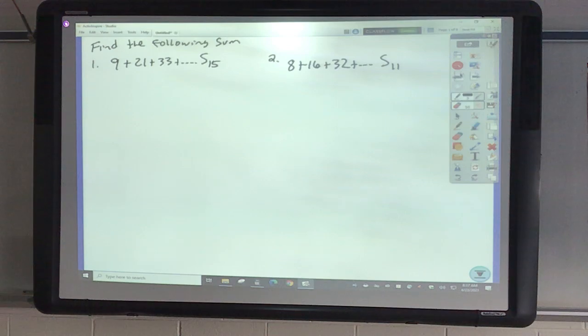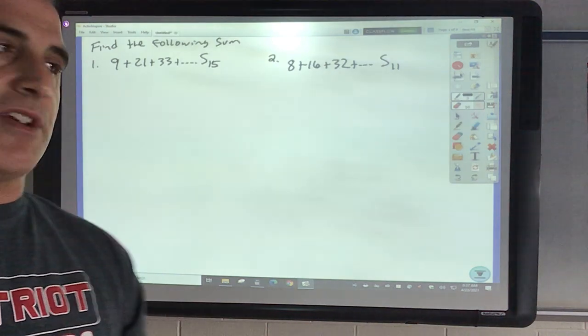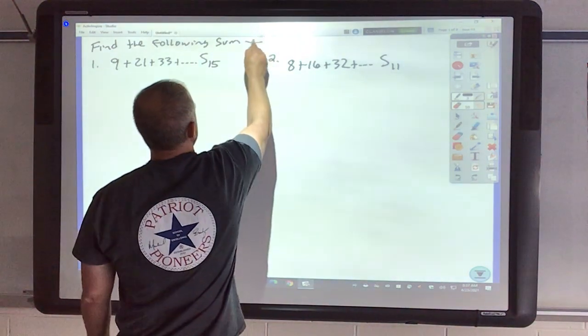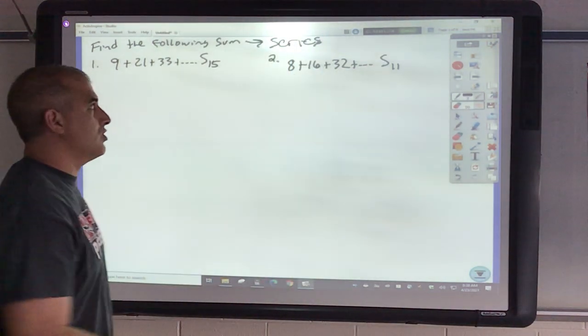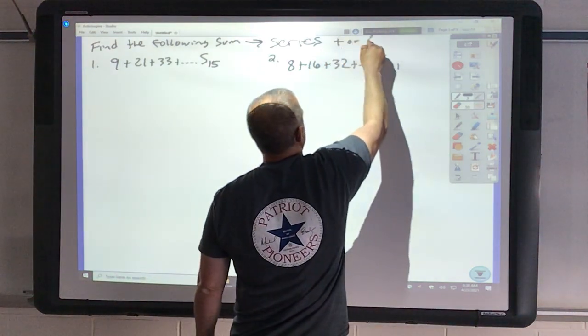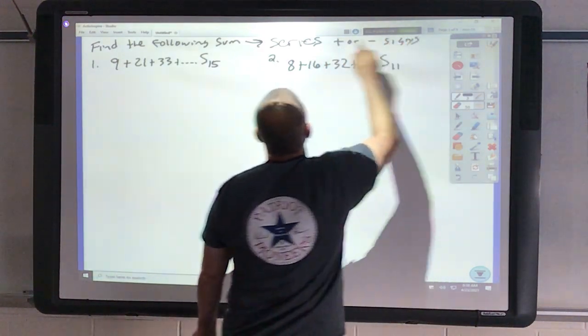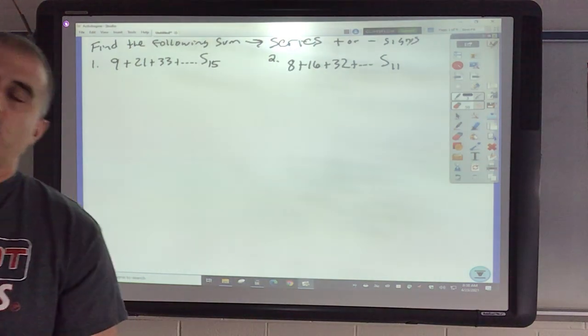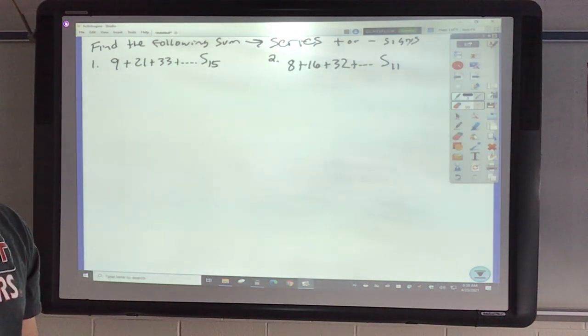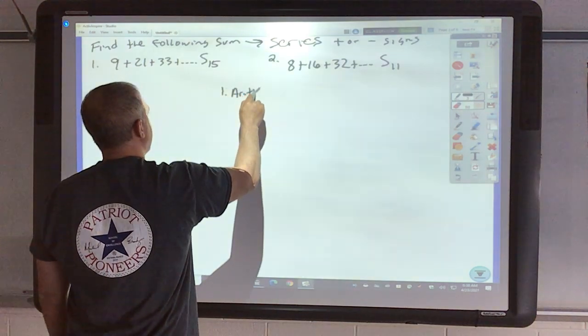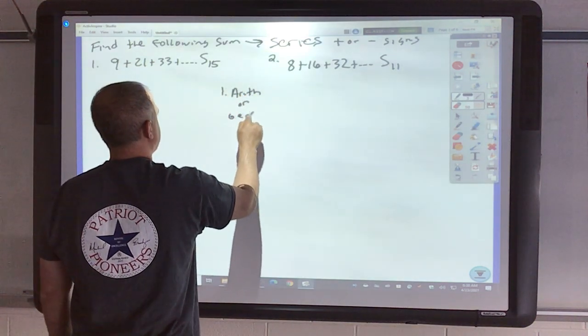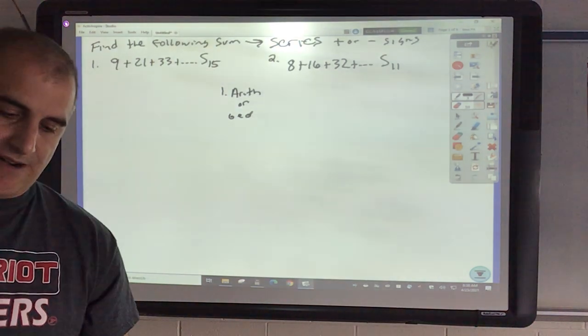This says find the following sum. So we're starting to get into the series part. Sum means series. You'll see these little addition or subtraction signs; that stands for series. So we're totaling up the sum of the entire sequence. Now, just like before, the first thing you always have to figure out, if they don't tell you, is it arithmetic or geo? That's the biggest thing, you gotta know that.